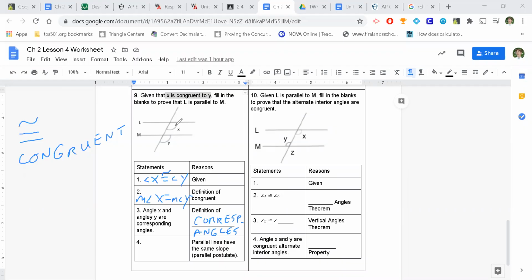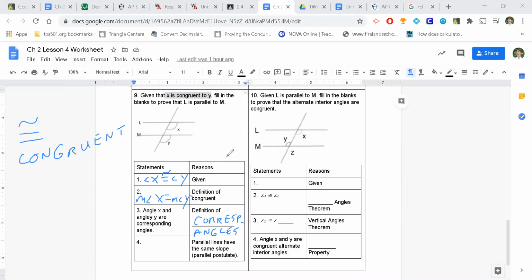The reason why I know X and Y are corresponding is because in our notes, that is the definition of what corresponding is. Angles in the same position, right? X and Y are both in the bottom right. They're in the same position. So according to our definition, they are corresponding. All right. The last thing, again, I'm telling you, proofs are tough, but if you use the structure to help you out, they are not.